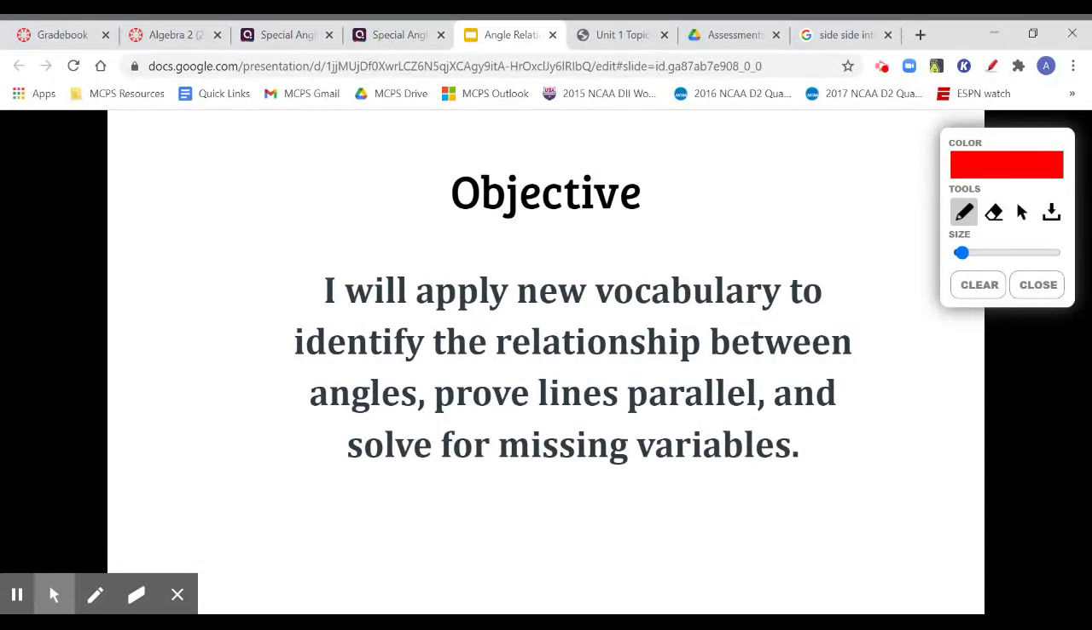So we're going to apply this new vocabulary we've learned, so things such as alternate interior angles, corresponding angles, right? And combine that with some of the older vocabulary we already knew, like vertical angles, what congruent means, supplementary, complementary. We're going to be looking at all those different things, and we're going to use those to define specific relationships between two angles, to prove lines parallel, and to solve for missing variables. So again, we are going to have this algebraic application, so we are going to be doing a lot with solving equations today.